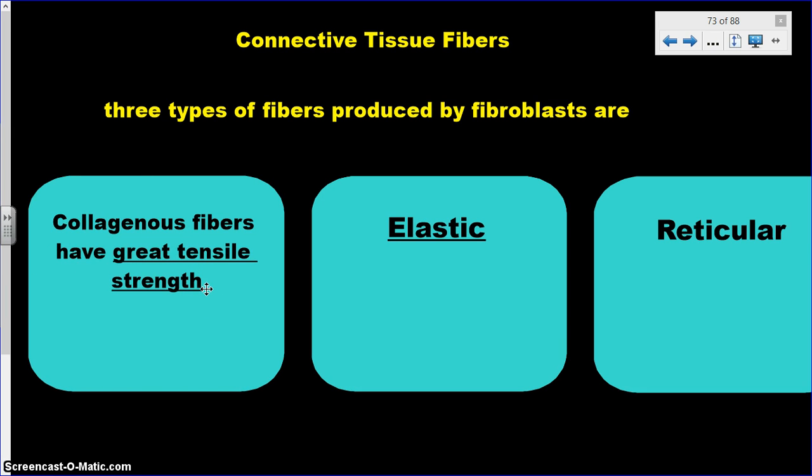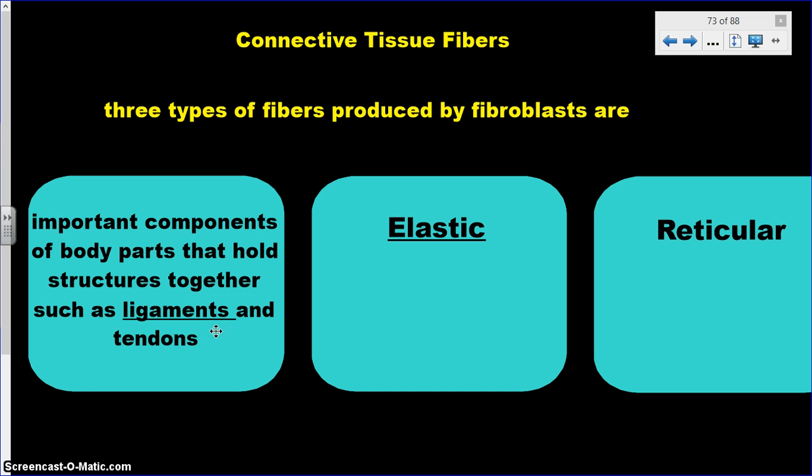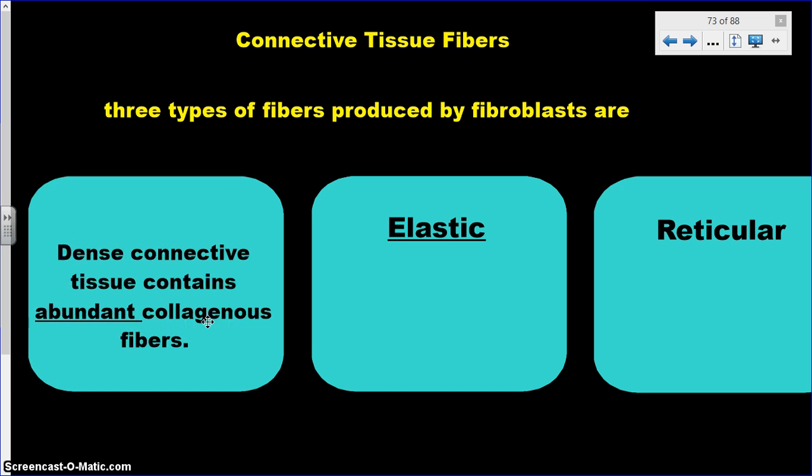The collagenous fibers are there to provide a lot of strength, so that picture we saw with the white and the yellow fibers, the white fibers are your collagenous fibers. They help to hold body parts together, so they're a key component of your ligaments, which hold bone to bone, and your tendons, which connect muscle to bone. Dense connective tissue is composed of a lot of these collagenous fibers, and that's what actually makes up your tendons and your ligaments.